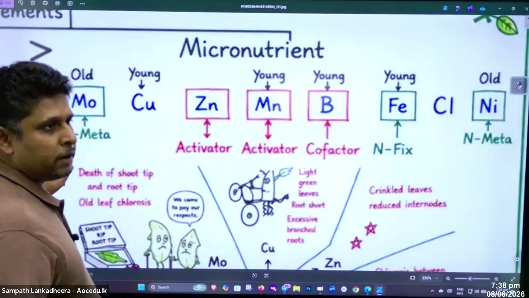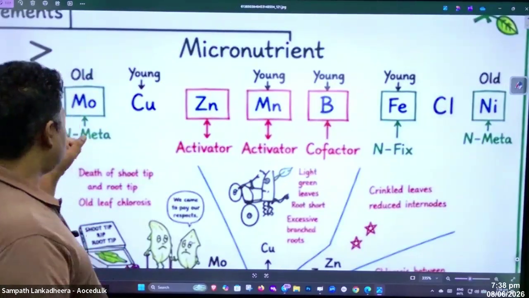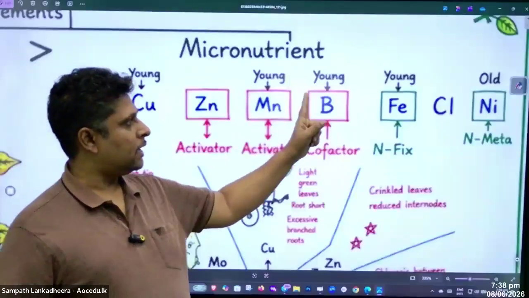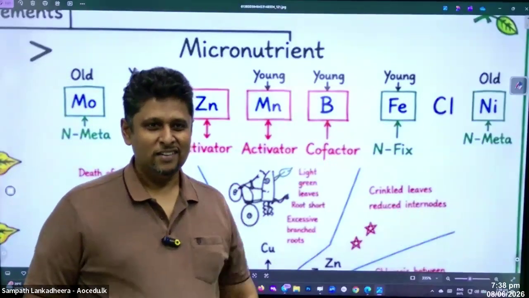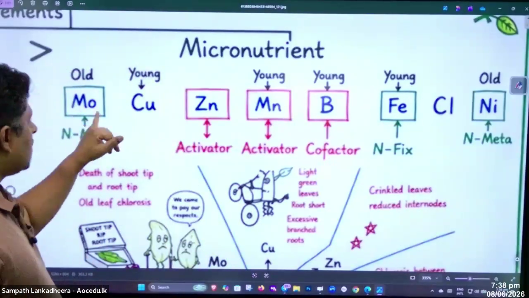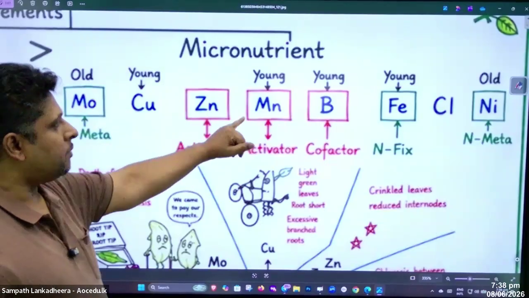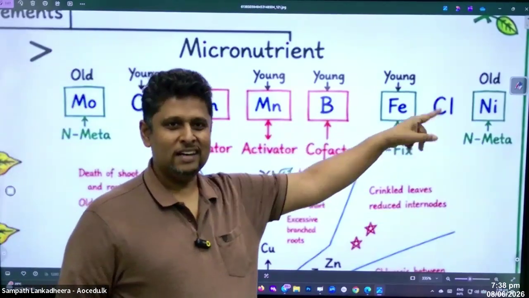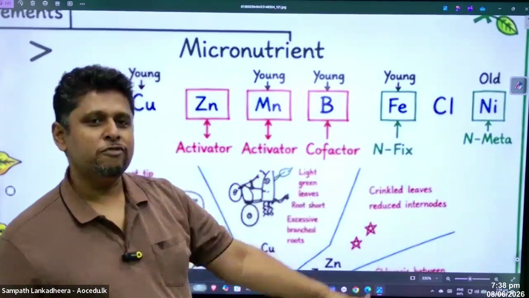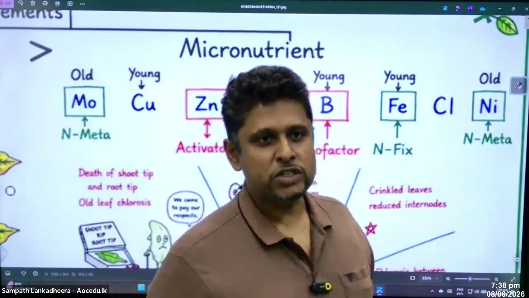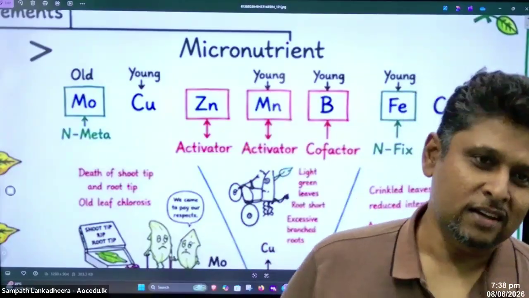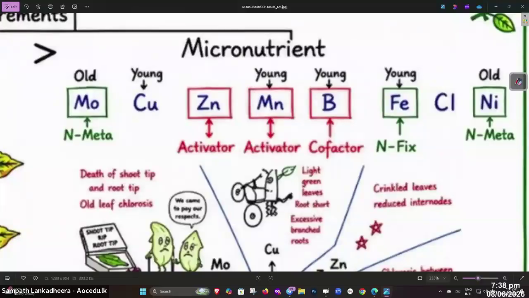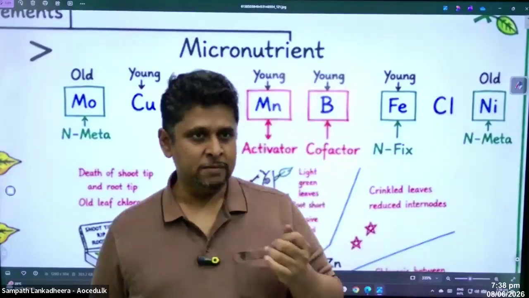And then people, we learned this micronutrients set. We said Mukadda Zinnika Mambila Iron Killa Nisa. Mokuzin Manbi Fecal Nickel. We learned this last time, people. And here we said the first and the last both are involved in metabolism.